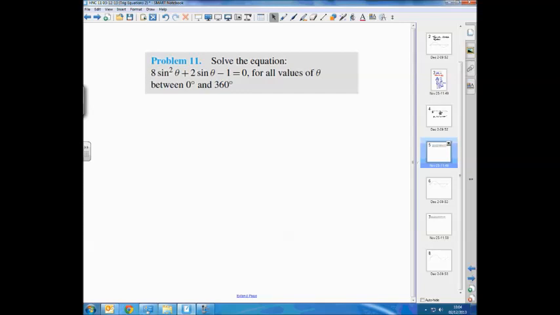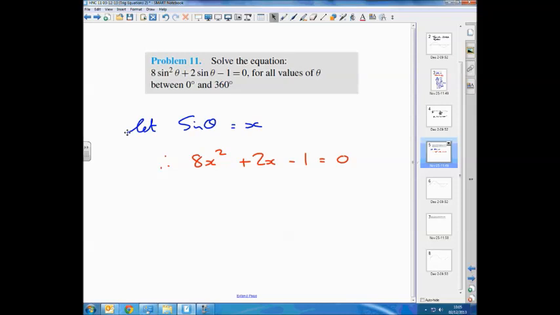Solve the equation 8 sine squared theta plus 2 sine theta minus 1 equals 0. So in this particular example, we let the trigonometric function sine theta equal x. And so if I were to replace sine theta by x in the equation above, I'd get this. Therefore, 8x squared plus 2x minus 1 equals 0.